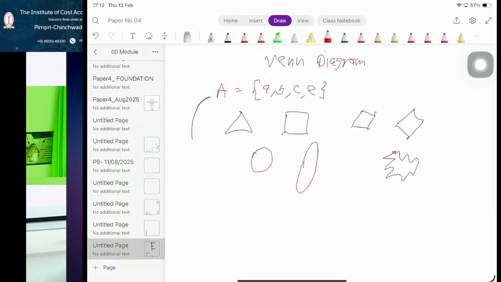So what will be the pictorial representation of set A? Means the Venn diagram of set A. Take any one figure from these. Suppose I have taken the triangle. So I will just write down here A, B, C, E.